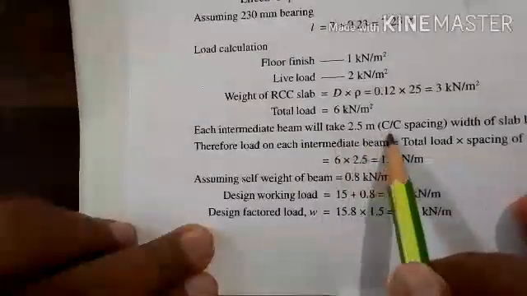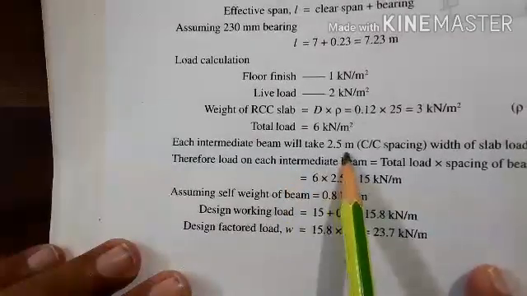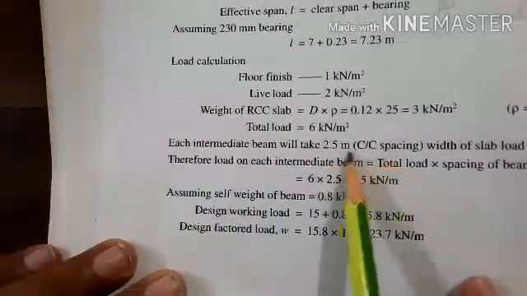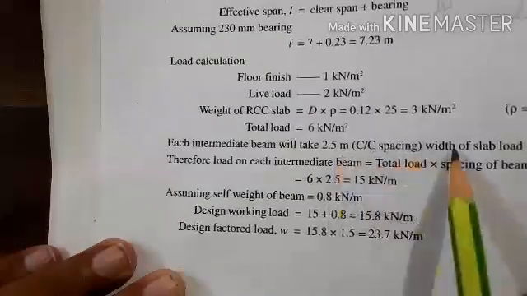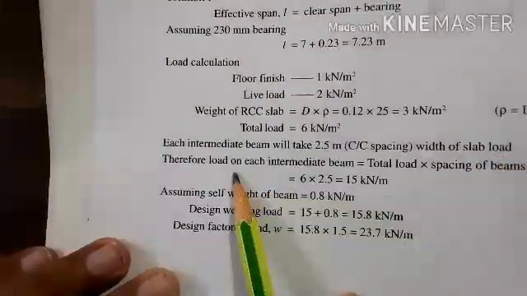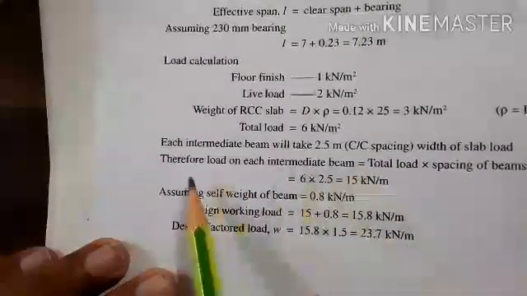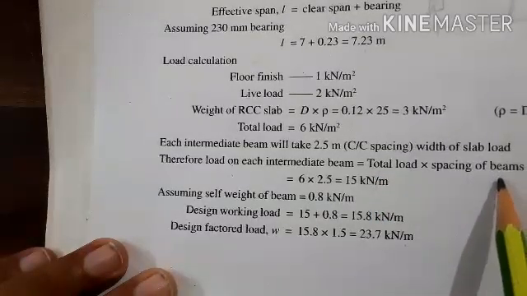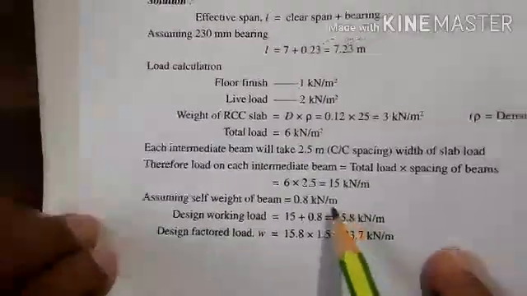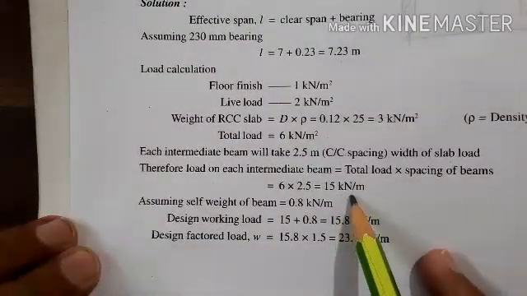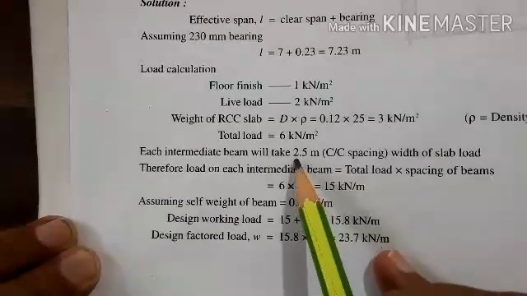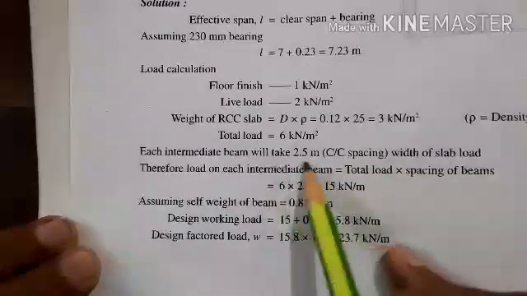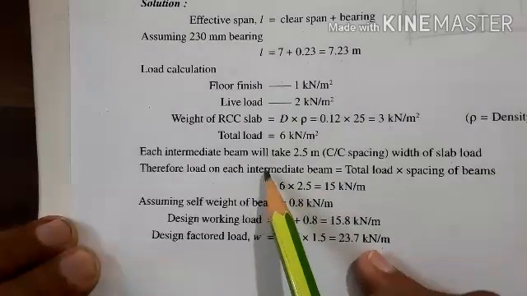Then each intermediate beam will take 2.5 meter, that is the center to center spacing given. So each intermediate beam will take a 2.5 meter width of slab load. Therefore, the load on each intermediate beam is the total load multiplied by the spacing of beams. When you multiply the total load by the spacing, you will get 15 kilonewton per meter. So the 2.5 meter width of the slab will take the load.